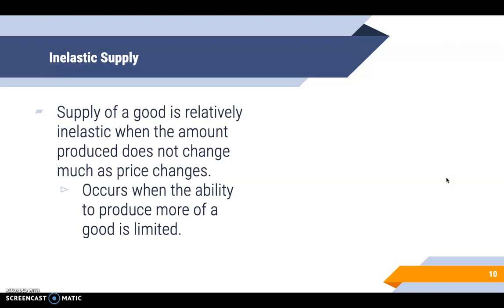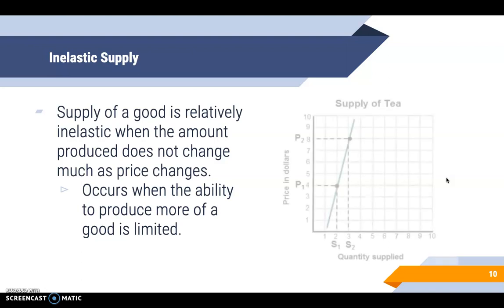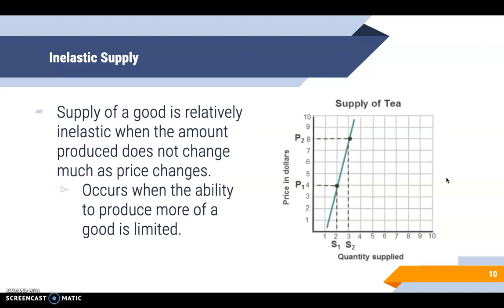So inelastic supply, we aren't going to produce more even if the price is going up. We can't produce more. We just can't. It's not possible. And it looks like this. So notice again, it's got a very sharp slope on it, a very steep slope for inelastic supply.